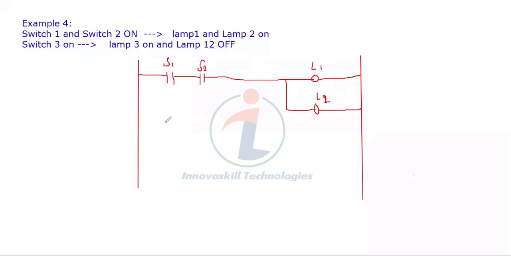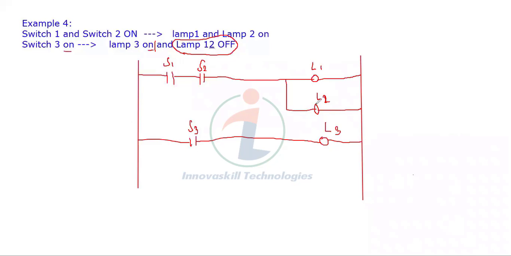The next condition is if switch 3 is activated, lamp 3 should be on. Till this we can complete first. Switch is on, output is also on. So if switch 3 is activated, lamp 3 is activated. This is completed. Next, at the same time, what should happen is lamp 1 and lamp 2 should be off.